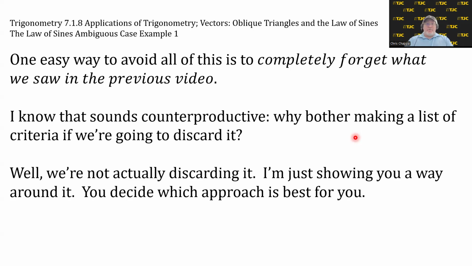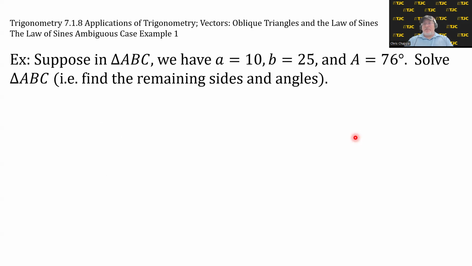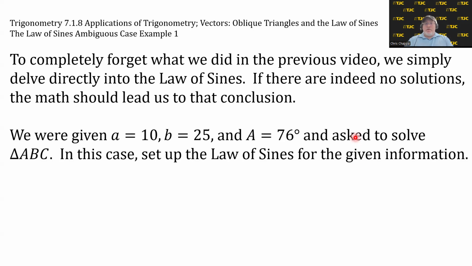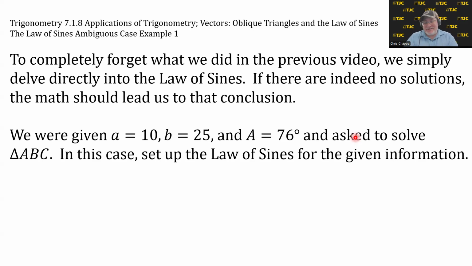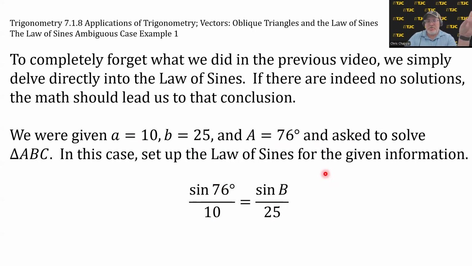So how do we go around this list that we made in the previous video? The answer is you just jump right into the problem and see what happens. To completely forget what we did in the previous video, we simply delve directly into the law of sines. If there are indeed no solutions, the math should lead us to that conclusion. Now we're given side a is 10, side b is 25, and angle A is 76 degrees, and asked to solve triangle ABC. In this case, we set up the law of sines for the given information. So sine of A over a, so sine of 76 over 10, equals sine of B over b, sine of B over 25.